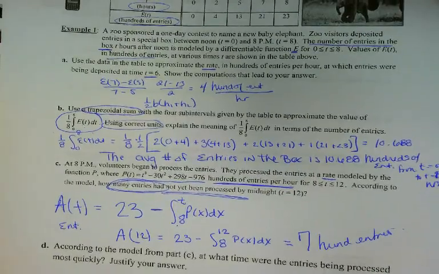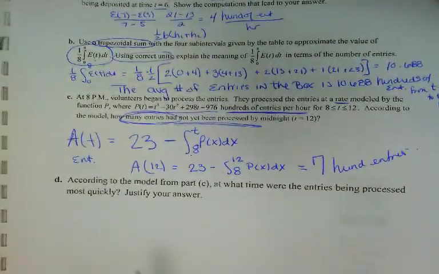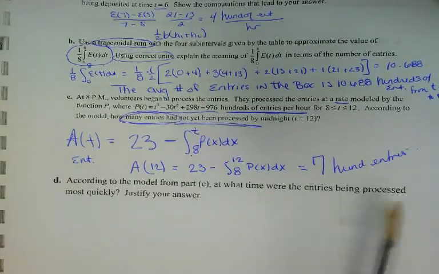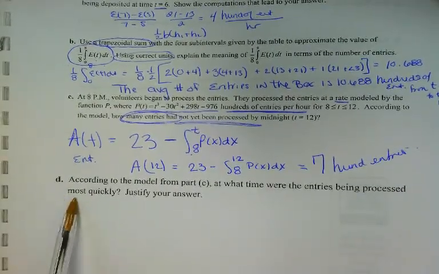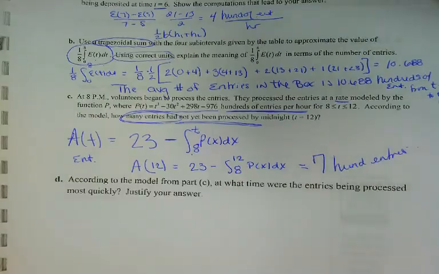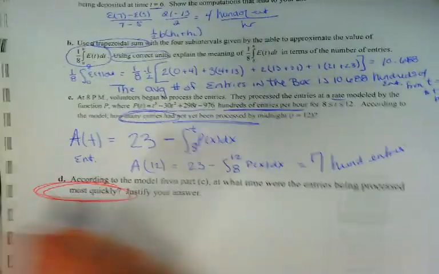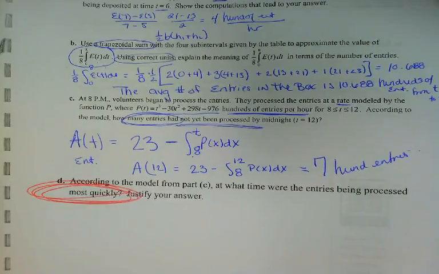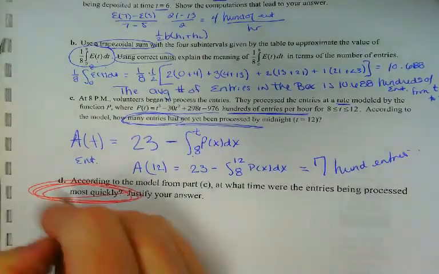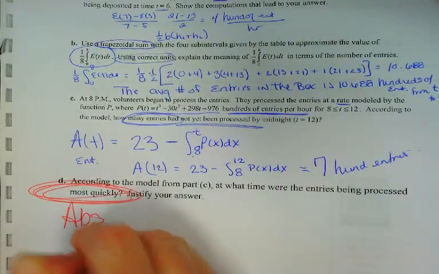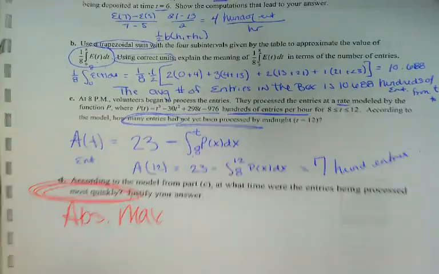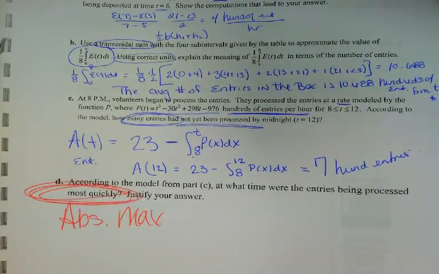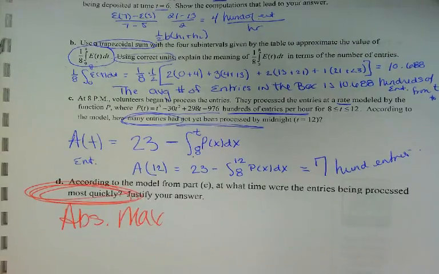All right, part D, this is the big one. According to the model from C, at what time were the entries being processed most quickly? Okay, so I want you to highlight that word most quickly. This is, again, another way to say the most, the highest, the fastest, the quickest, it's another way to say it wants an absolute max, which means it goes back to that T-table. If you didn't draw a T-table in this exam, we know we did something wrong. There's going to be one on every single one.